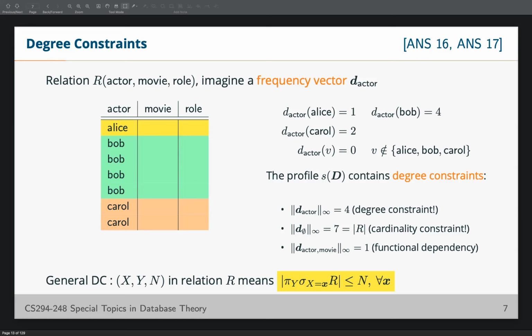Wait, why do we need to project after we select? Oh, sorry, good question. So let's say R has more columns than just X and Y. But we are only counting the Y part. Okay. Yeah.